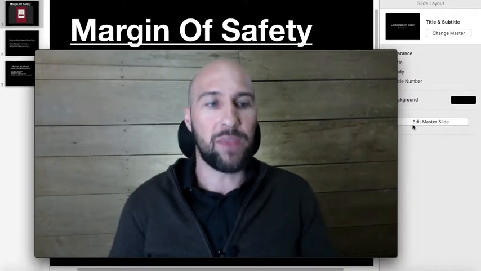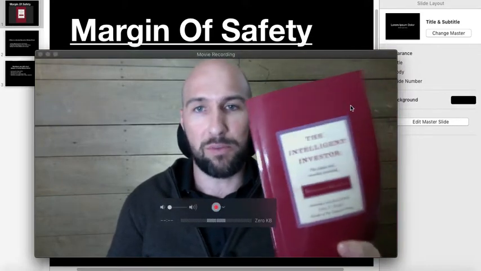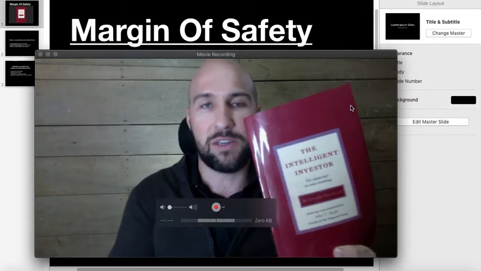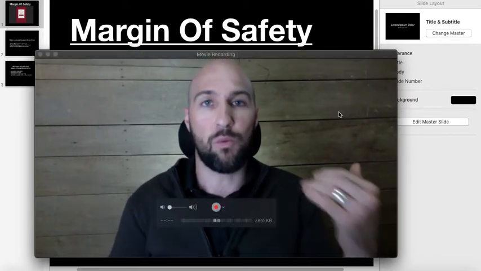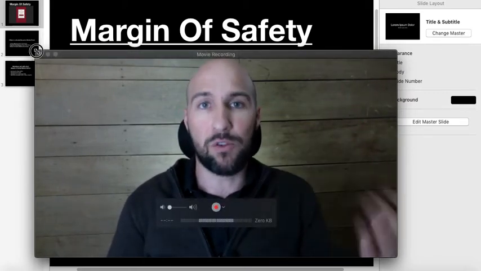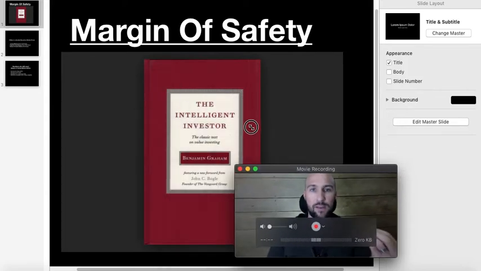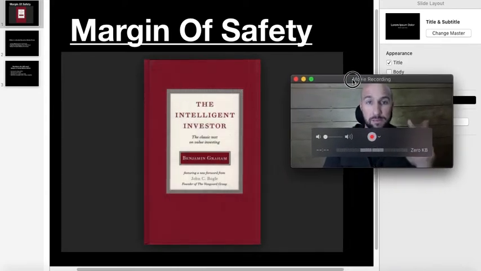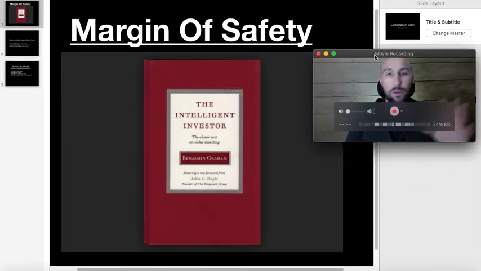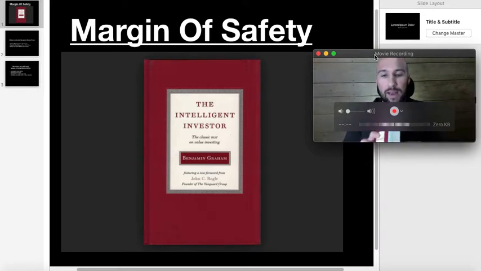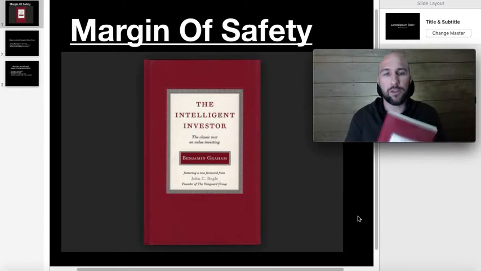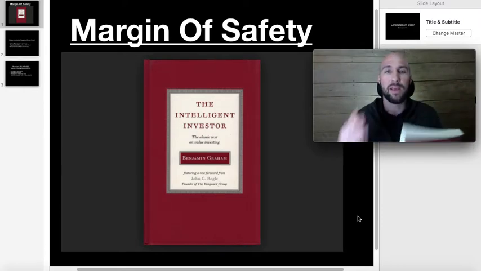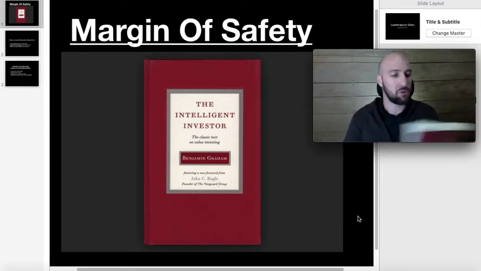Now, if you have read this book before, it's called The Intelligent Investor by Benjamin Graham. He's one of Warren Buffett's mentors, and Buffett learned a lot from him. It's quite a thick book, and a very daunting read. It's super difficult to read if you don't know the terminologies, but it's a must read for everybody that wants to learn anything about the stock market.